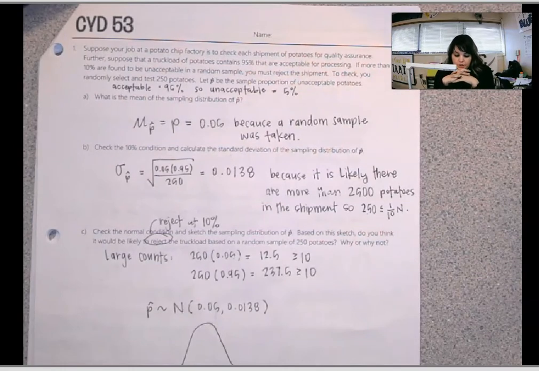Okay. So number one, suppose your job at a potato chip factory is to check each shipment of potatoes for quality assurance. Further, suppose that a truckload of potatoes contains 95% that are acceptable. If more than 10% are found to be unacceptable in a random sample, you must reject the shipment. To check, you randomly select 250 potatoes. Let P hat be the sample proportion of unacceptable potatoes.